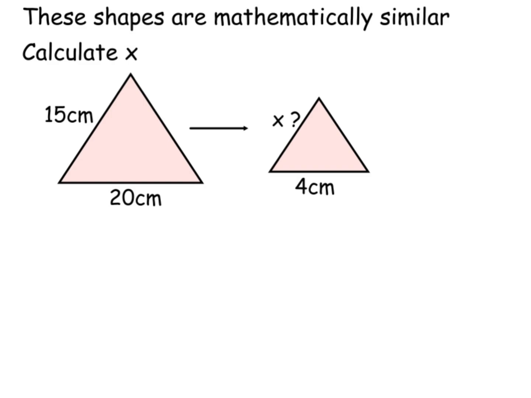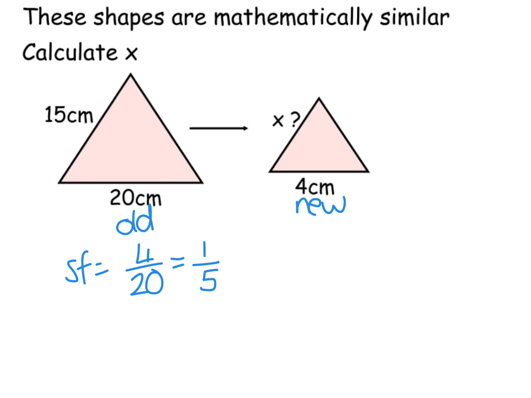So this time my shape has got smaller, so I've got a reduction. So this is my new measurement. This is my old measurement. So my scale factor will be new over old, so 4 over 20. If I simplify that down, 4 times table makes that 1 over 5. So my new shape is a fifth of the original one.